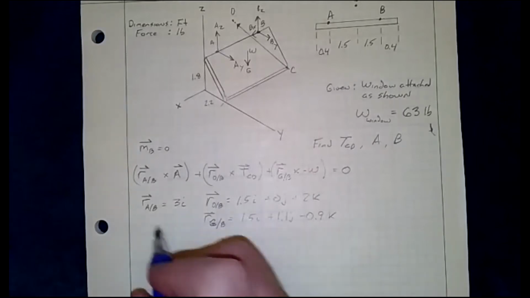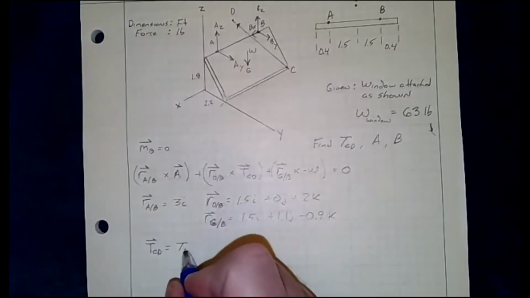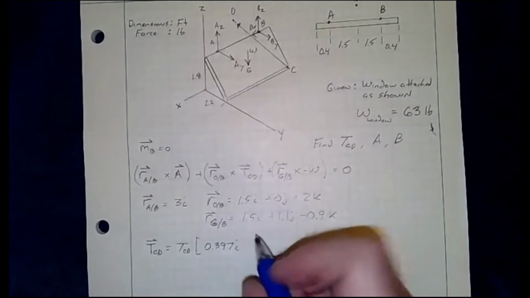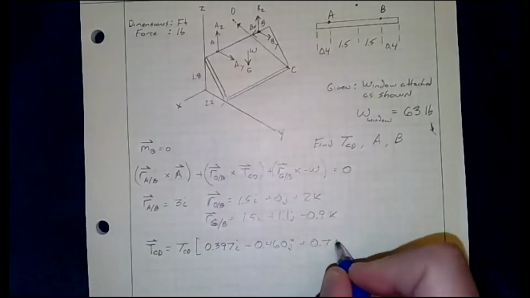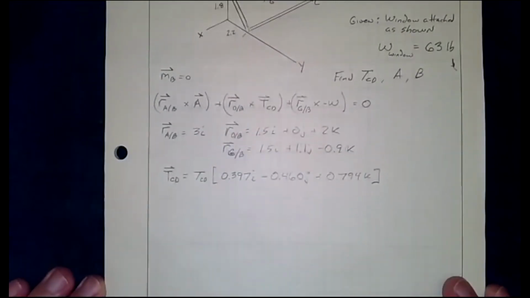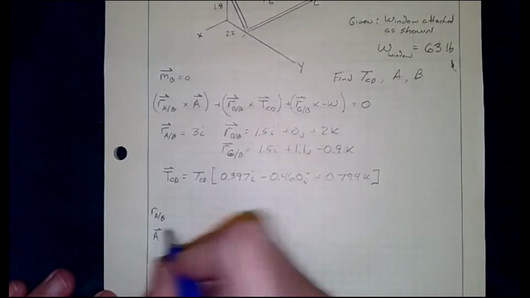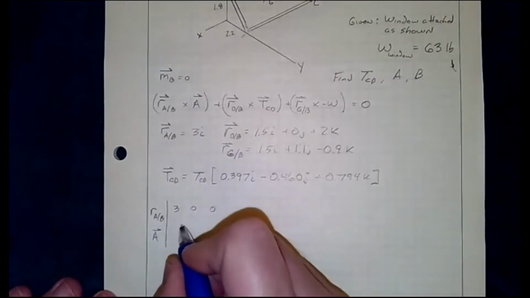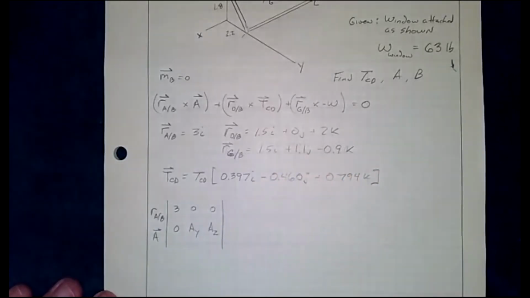So we know that the tension CD is equal to the scalar CD, and that's going to be multiplied by 0.397i minus 0.460j plus 0.794k. All right, so now we're ready to set everything up. We just have r, A relative to B, and our A. So if we set that up, we have 3, 0, 0, 0, AY, and AZ. That's what we're trying to find there.